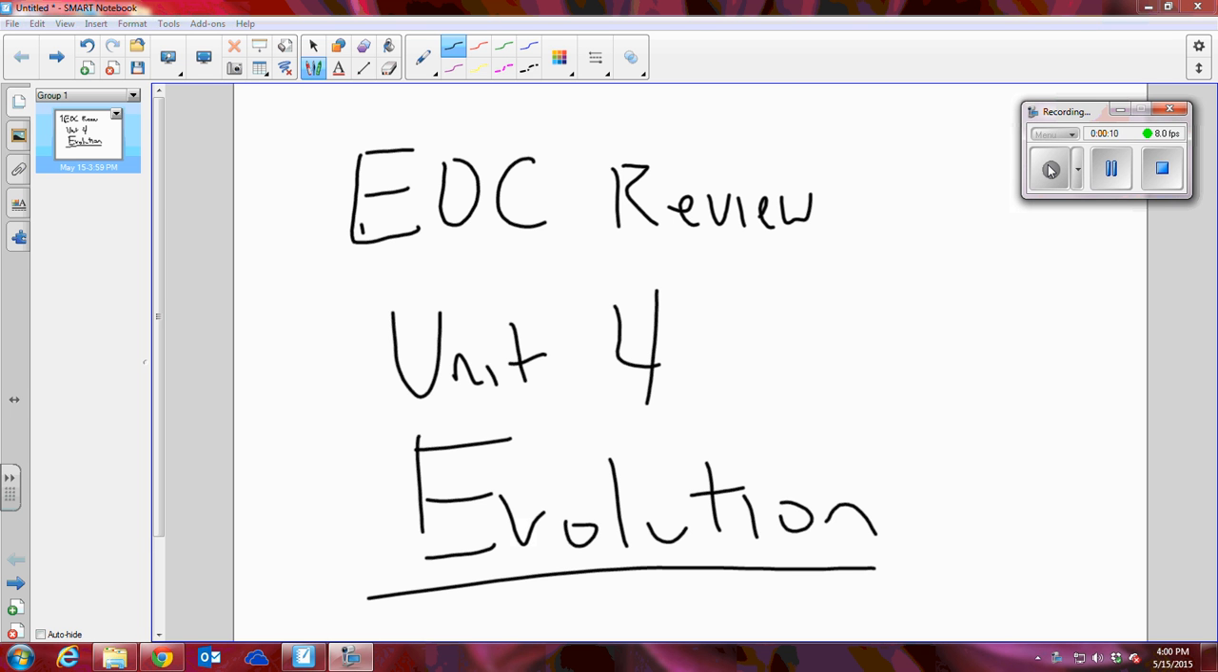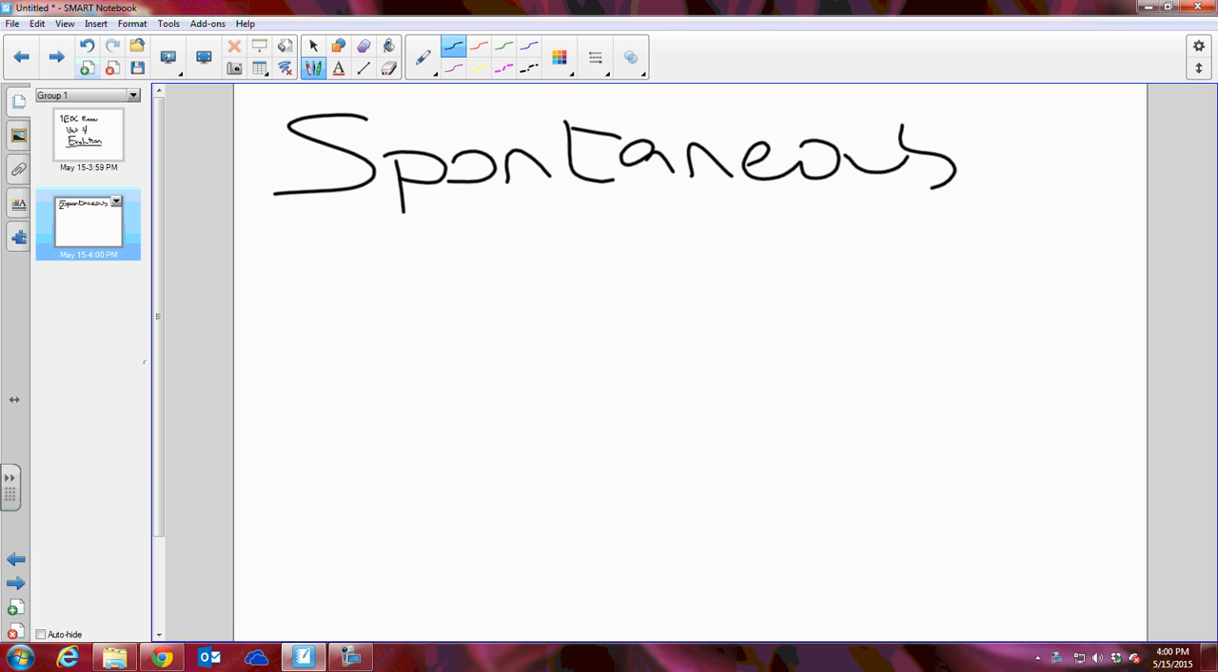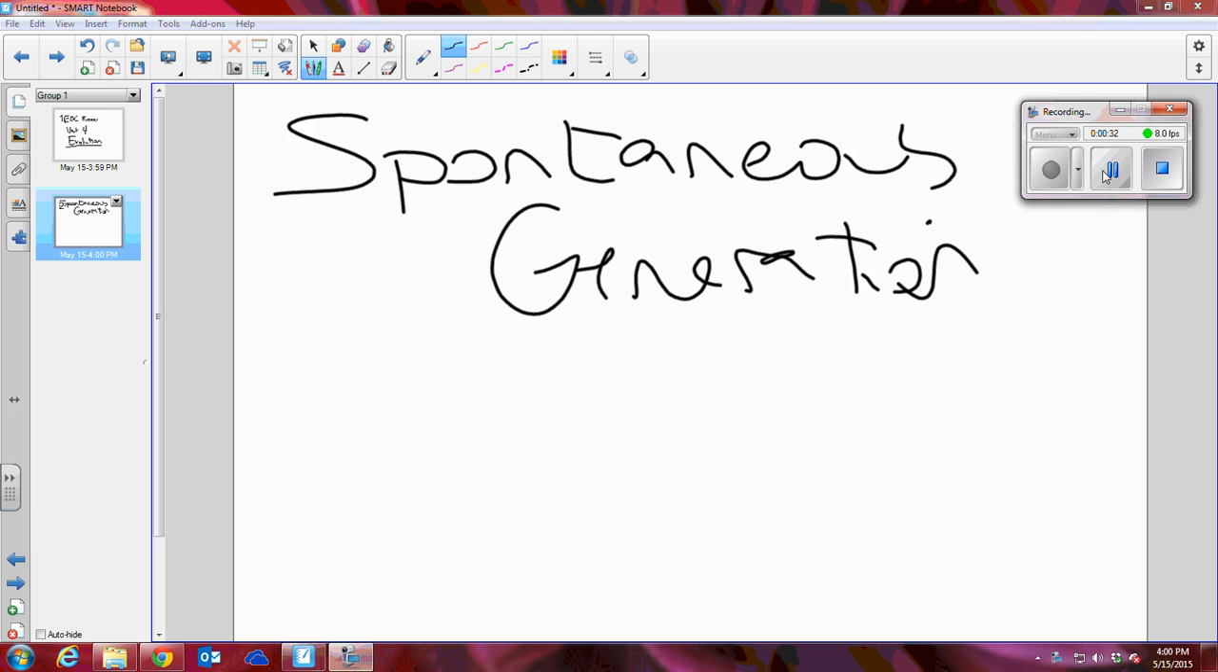So as we began talking about evolution, we talked about some people from history's past who believed in a concept called spontaneous generation. Now, spontaneous generation is the idea that life can just spontaneously come to be. One of the first major proponents of this was Aristotle, who taught this.